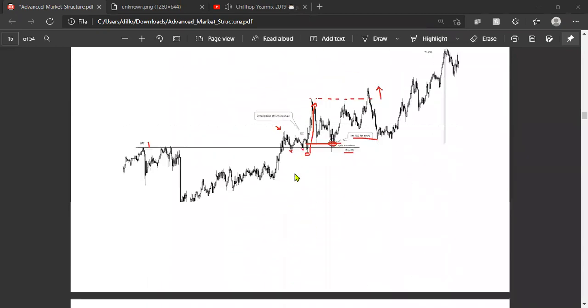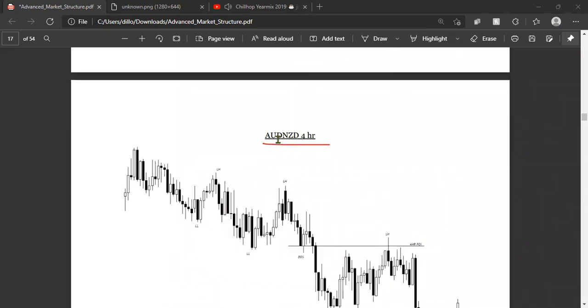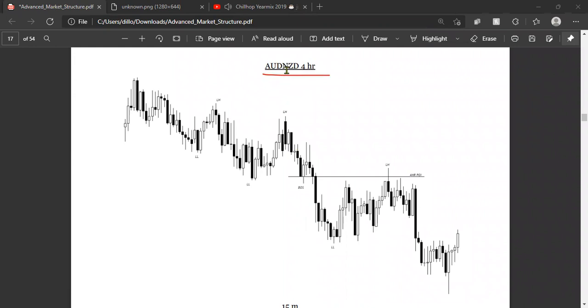So we left off on AUDJPY, and our next example is AUDNZD on the 4-hour. No time to waste. We already know what we're doing. So what do we see, right? We see a series of lower lows and lower highs in this 4-hour structure. A little minor break of structure, retest, break of structure, right?